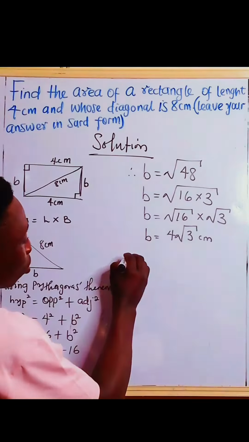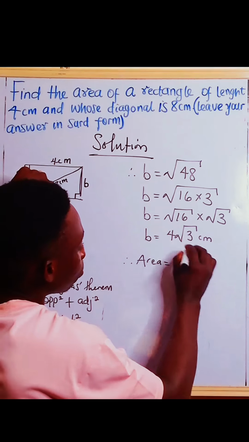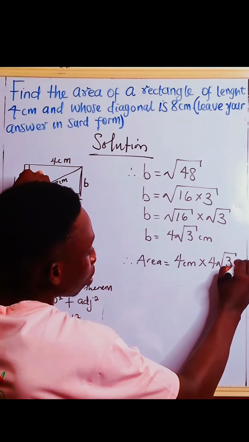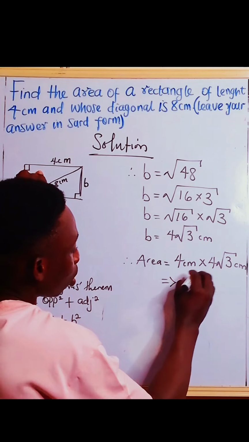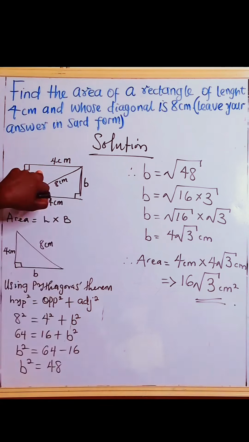So b is 4 root 3. Then going back to the formula, the area is going to be the length, which is 4 cm, times the breadth, which is 4 root 3 cm. So that will give me 16 root 3 cm squared. That's the area of the rectangle.